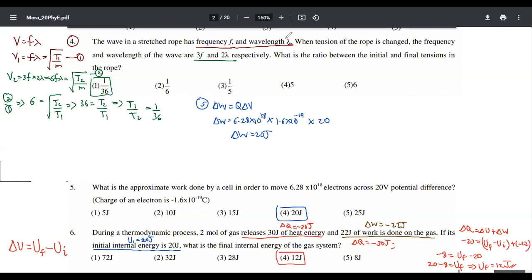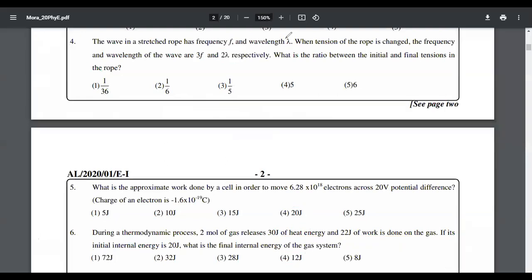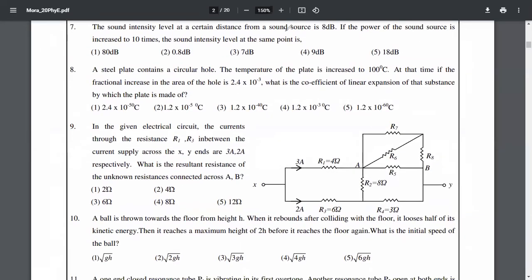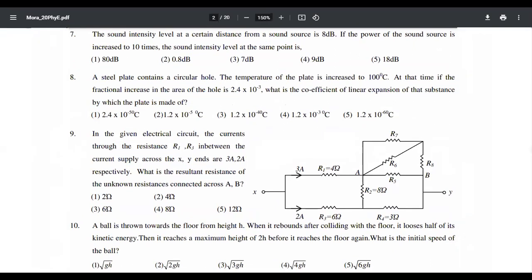Right. We're done with 6. Go to the 7th one now. Right. 7th question. The sound intensity level at a certain distance from a sound source is 8 decibel. If the power of the sound source is increased to 10 times, the sound intensity level at the same point is.